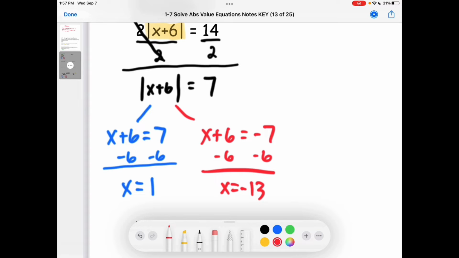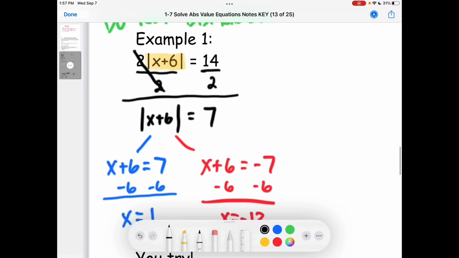And if you're not sure about that, plug them back in. If you look at our original and try to plug in 1 right there, that becomes 1 plus 6. Well, that's 2 times the absolute value of 7, which fits. That is equal to 14. If you turn that into negative 13, then you get 2 times the absolute value of negative 7, which again fits in that equation. That right there was just checking my answers.